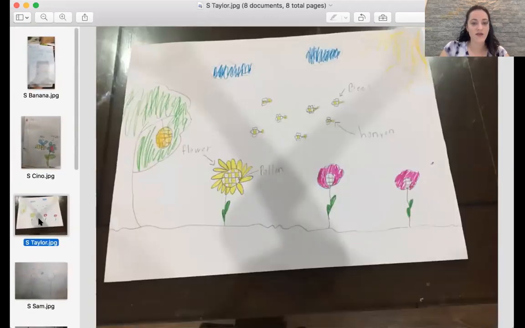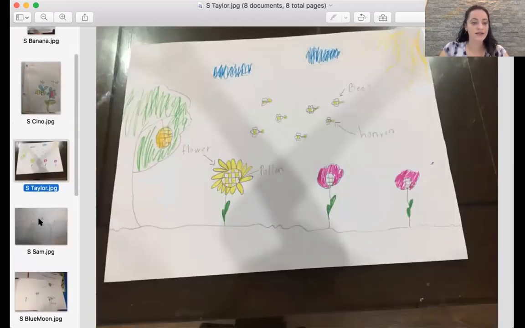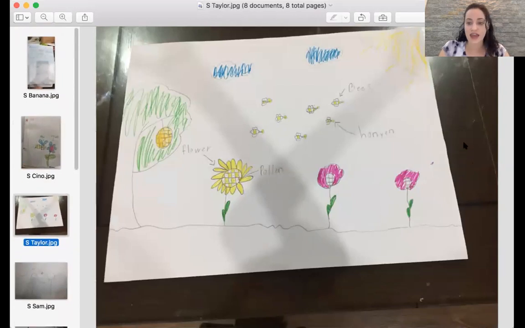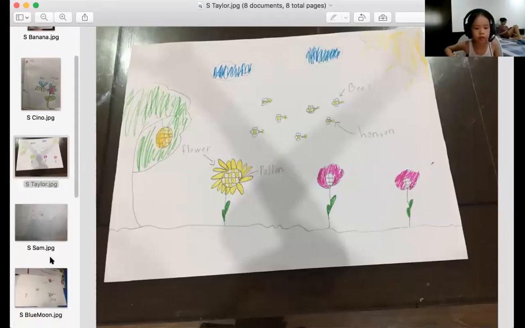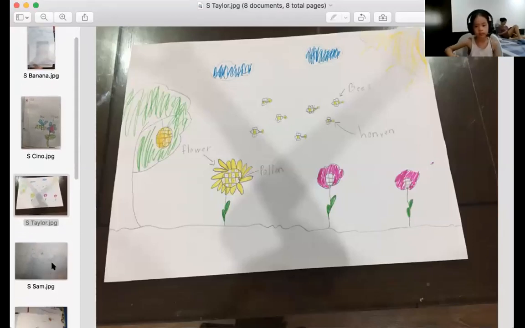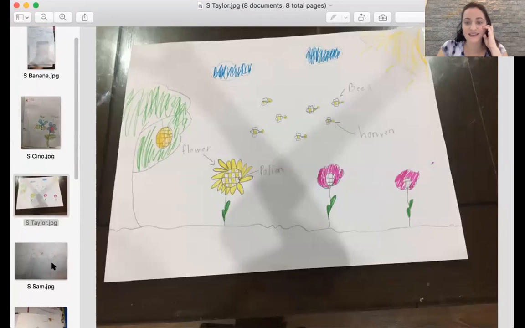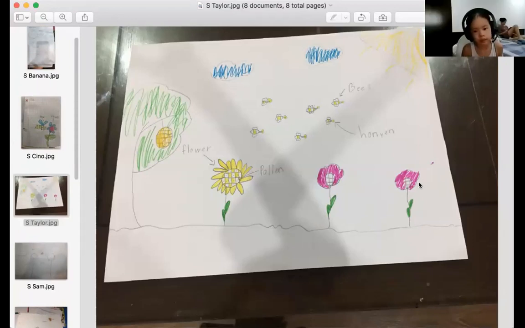Since Milk wasn't here, why don't we share one more? Maybe we'll share Taylor's this time. Here we are. Taylor, go ahead and tell us about your drawing. I draw some bees taking pollen from the flowers to the other flowers. Very good. Excellent. And what does the bee make with the pollen? It makes honey. Very good.